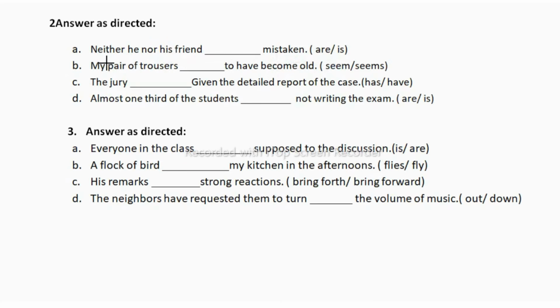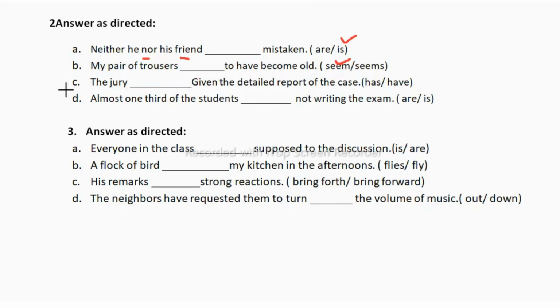As I told you in that video, if you get words like neither, nor, either, or, you should see the second part of the sentence after the nor. You should see whether a singular or a plural subject comes after nor. So his friend is singular, that's why we are taking is here. The correct answer is the next one, my pair of trousers. Trousers are plural, that's why we are taking seem, not seems. If there is only one, then we can take singular seems, but trousers means plural. Things that are present in pairs are considered plural.